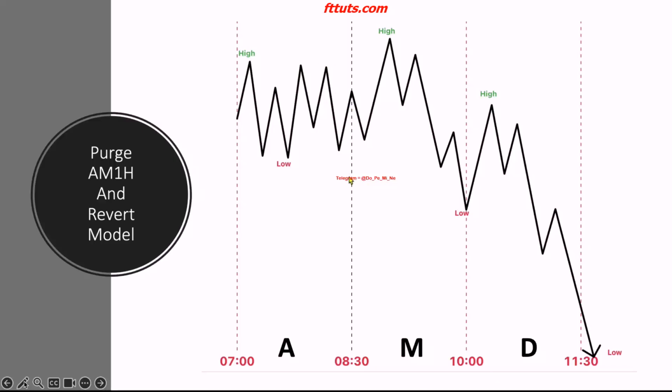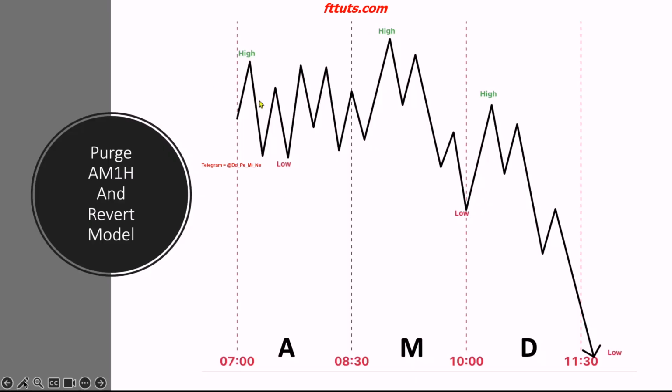Then during the second 90-minute cycle, between 8:30 to 10, we can see that the market trades above that previous cycle's high and it reverts lower. It displaces to the downside. Then between 10 to 11:30, the market distributes quickly lower.